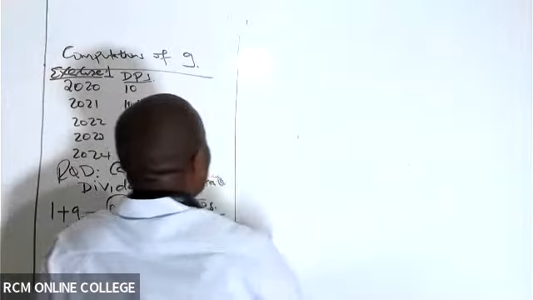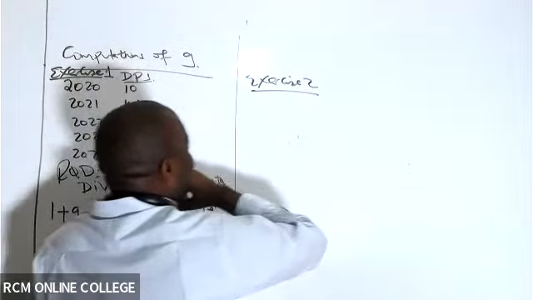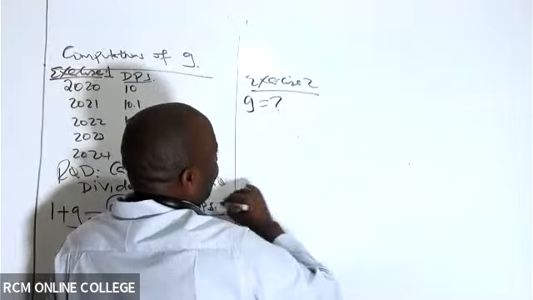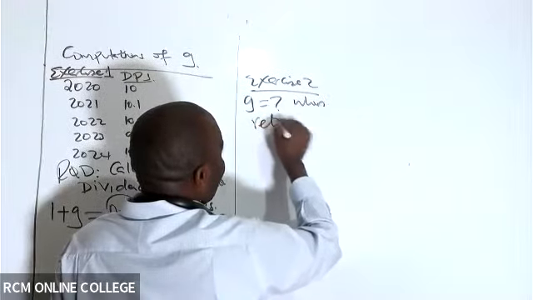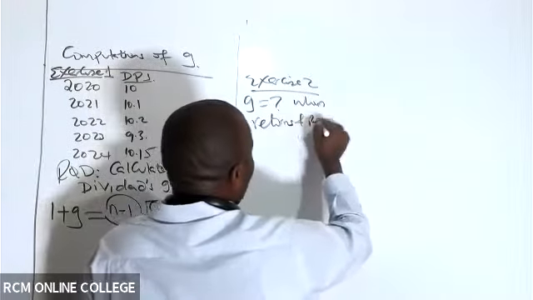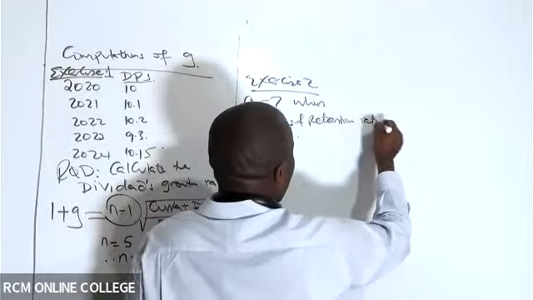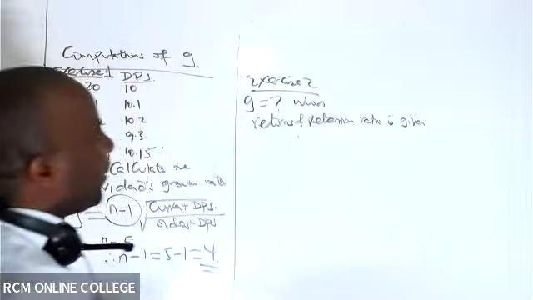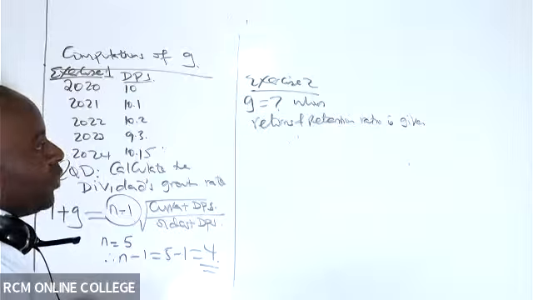Exercise number 2, where in this case we want to calculate growth rate when returns and retention ratio are given. So exercise 2: how do we get growth when returns and retention ratio are both given?